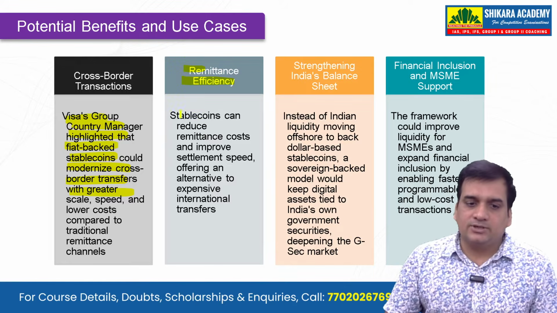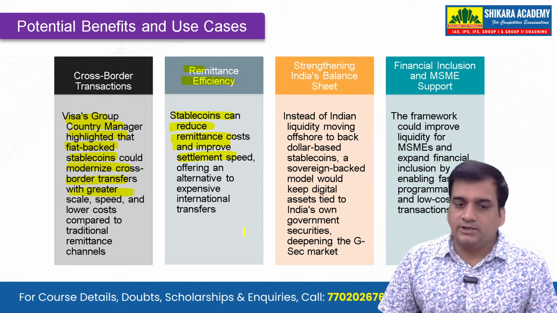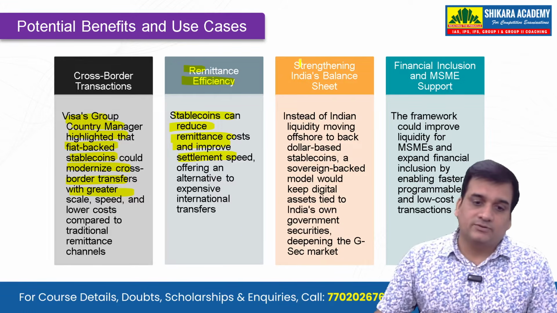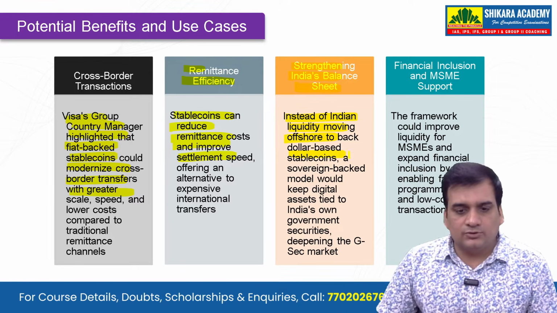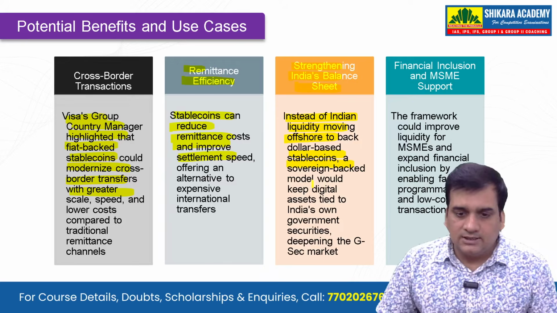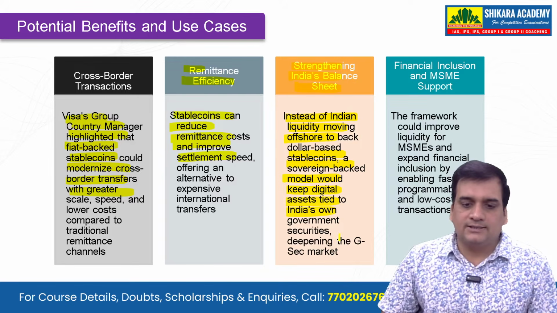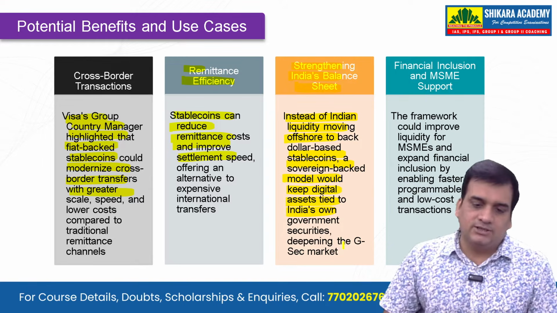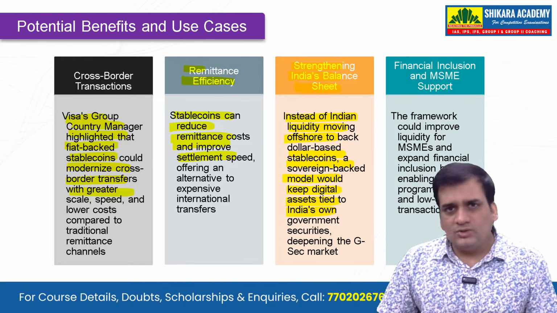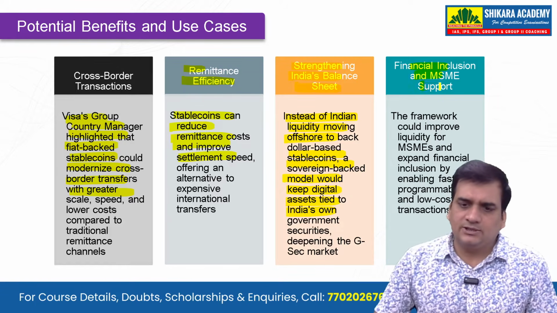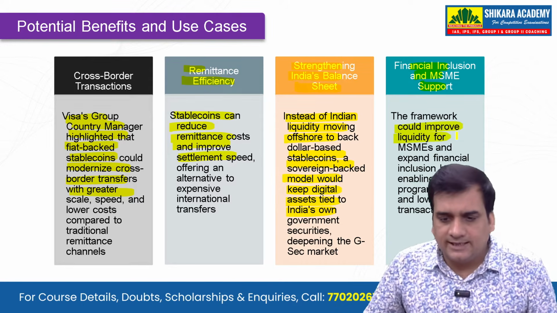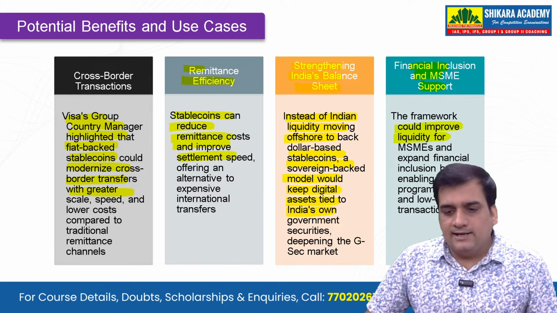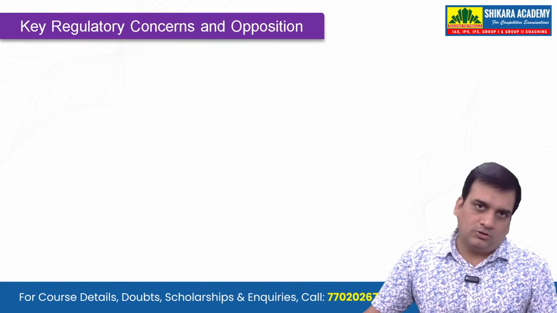Then remittance efficiency: stablecoins can reduce remittance cost and improve settlement speed, offering an alternative to expensive international transfers. Strengthening India's balance sheet: instead of Indian liquidity moving offshore to back dollar-based stablecoins, a sovereign-backed model would keep digital assets tied to India's own government securities, deepening the government securities markets. And financial inclusion and MSME support: the framework could improve liquidity for MSMEs and expand financial inclusion by enabling faster, programmable and low cost transactions.